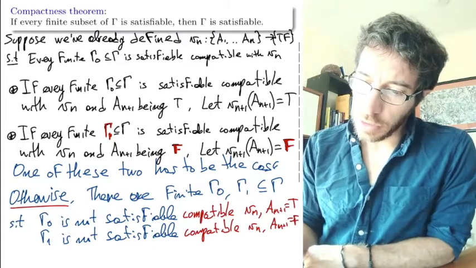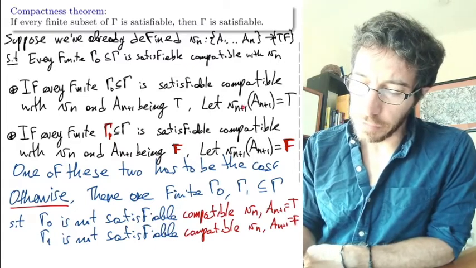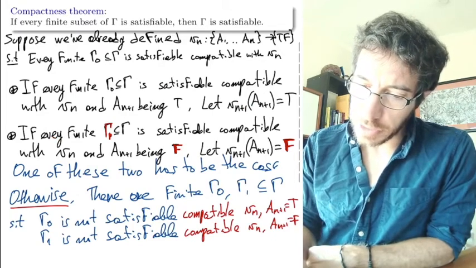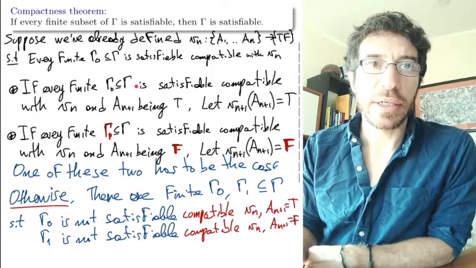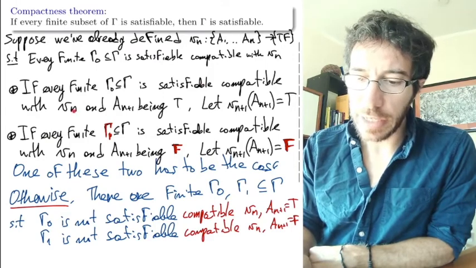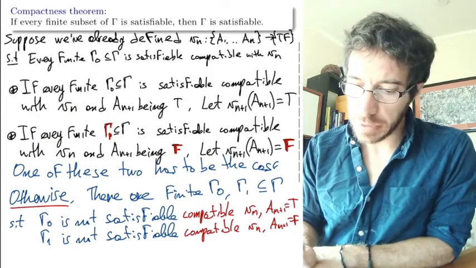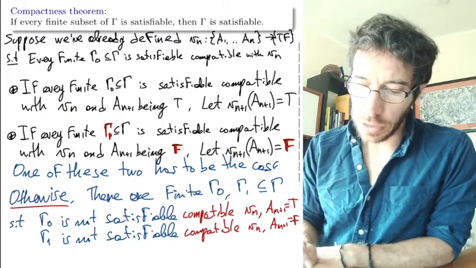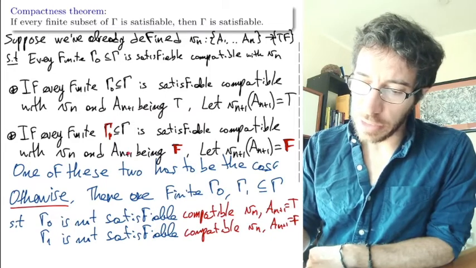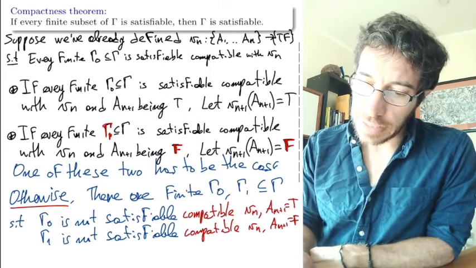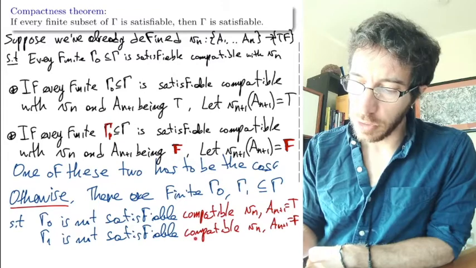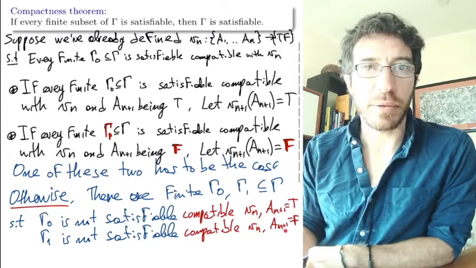So suppose this is not the case, so neither of them holds. If the first one is not the case, we know there is a finite subset gamma 0 of gamma that is not satisfiable, compatible with Vn and An plus 1 being true. And if the second one is not the case, then we know that there is some gamma 1 that is not satisfiable, compatible with Vn and An plus 1 being false.